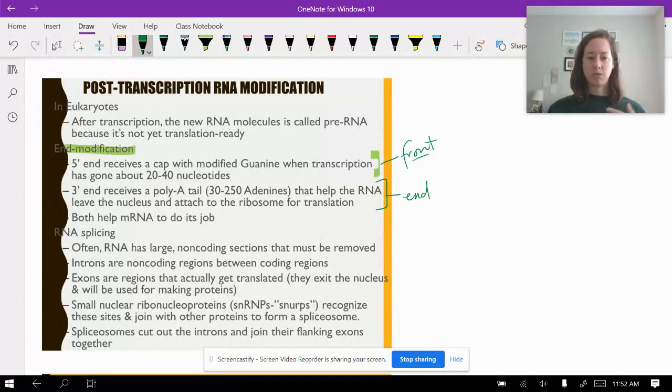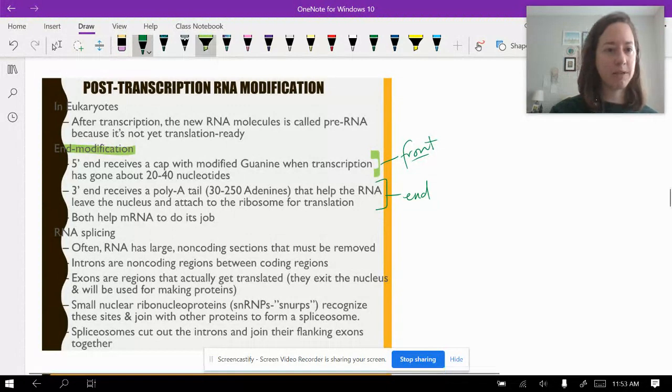RNAs that need to be used more than one time will typically have a longer tail because they need to last longer in the cell. And then RNAs that just need to be used very quickly and don't need to make a bunch of copies of that protein will have a shorter A tail because the cell doesn't need them for as long and they can get broken down. So both the cap and the tail help the RNA make it to the ribosome to actually be produced into a protein.